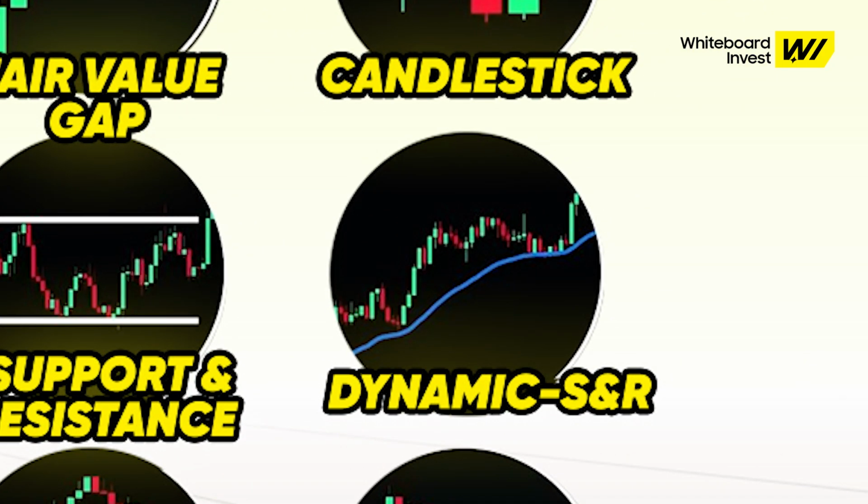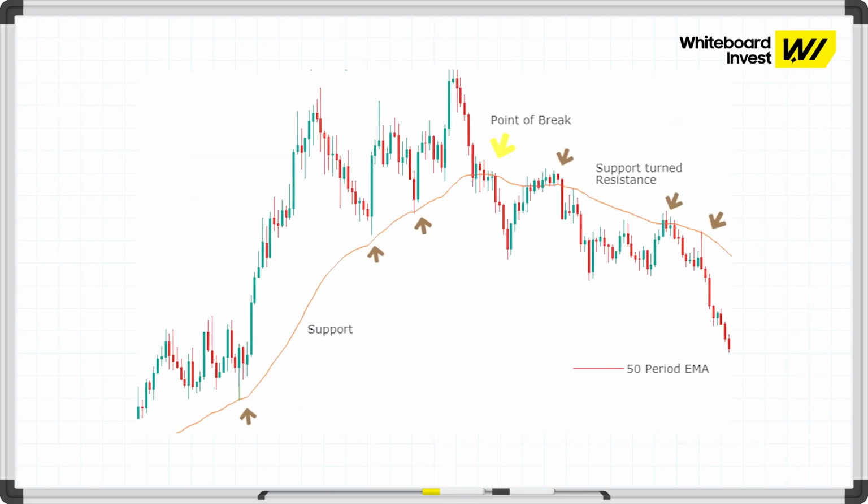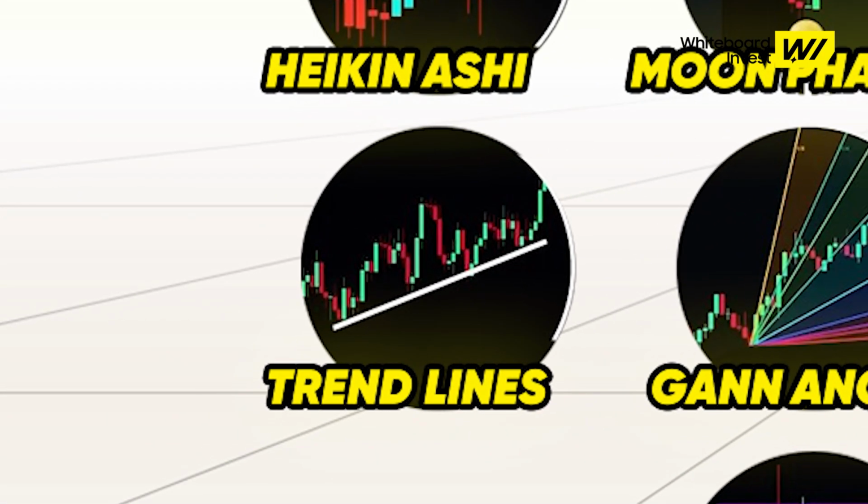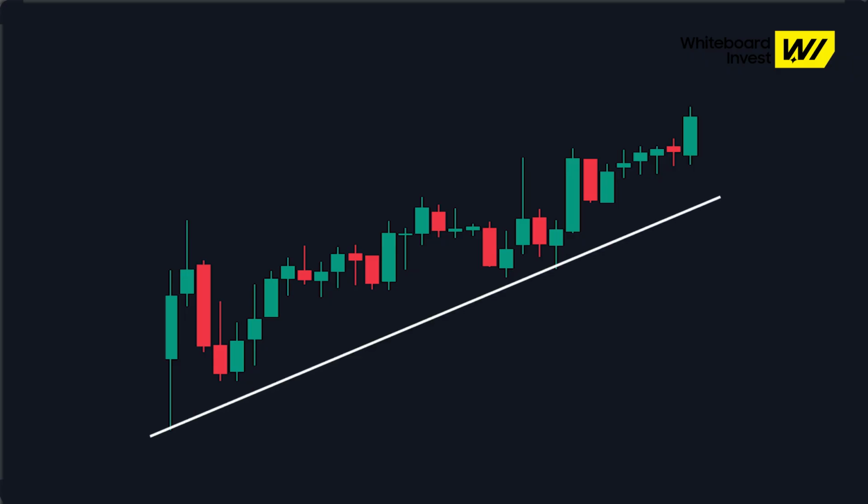Dynamic support and resistance, like traditional support and resistance, serve as key levels where price action can bounce. However, instead of using static horizontal lines, dynamic support and resistance utilize indicators such as moving averages to define these key levels. Trend lines are key levels that form diagonally during a market trend. They help identify the overall direction of the price.